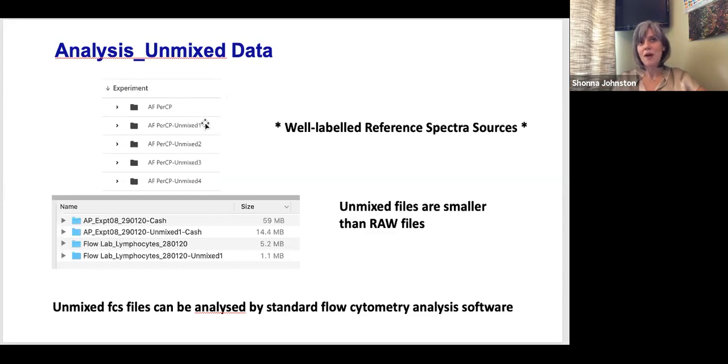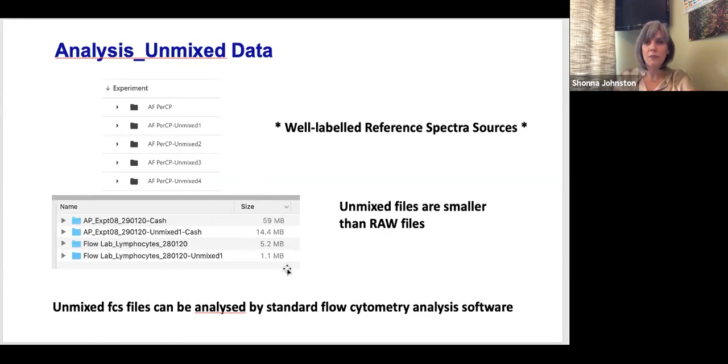You can see here, unmixed 1, 2, 3 and 4 is not going to get you anywhere when you're trying to figure out where you're going with your data at this point. It's also really important to understand that your unmixed files are much, much smaller than your raw data files. Your raw data files have as many data points as you have detectors, whereas your unmixed data files only have the number of points according to the number of fluorochromes that you have in the panel. So they are quite a bit smaller.